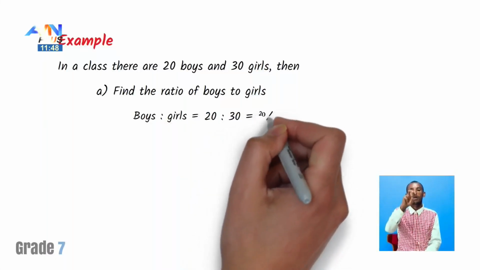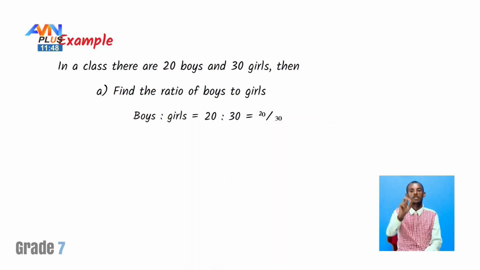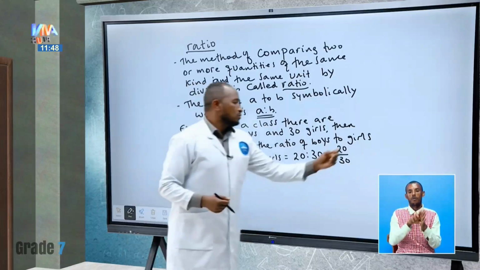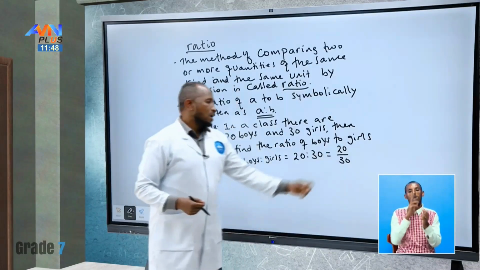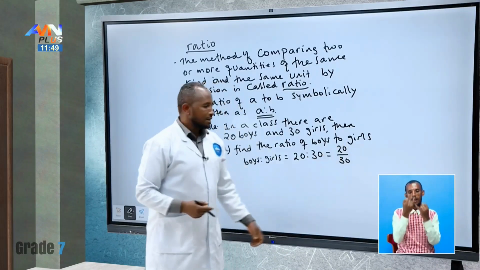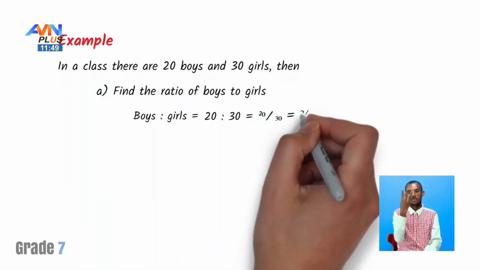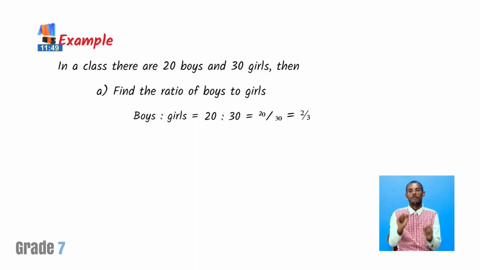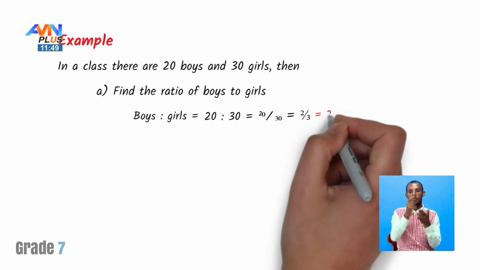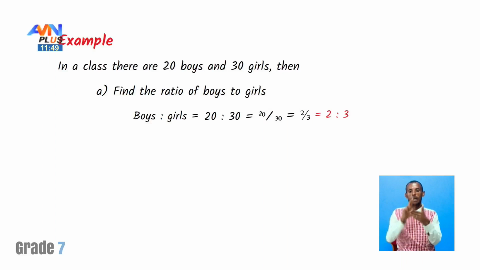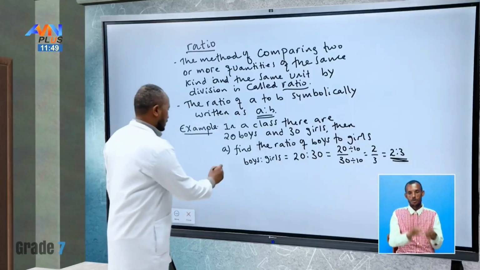20 over 30, and let's convert this into lowest term. As you can see, both are multiples of 10, so I can divide both by 10. When you divide this by 10, you will have 2, and by 10, you will have 3, or simply cancel out zeros, you will have 2 over 3, and finally, you write the ratio in this form, 2:3. This will be the answer. So students, please try this one.